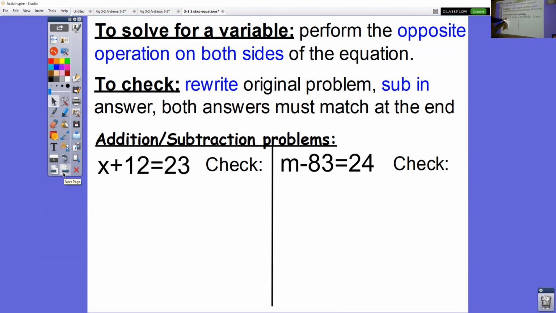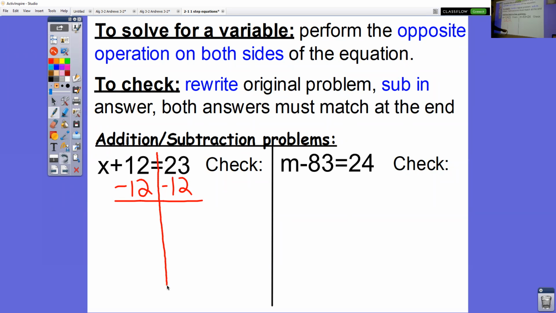So if we have x plus 12 equals 23, your goal in solving any equation is to get the letter all by itself. So to try and get this x all by itself, we need to get rid of this plus 12. Well, we get rid of a plus 12 by doing minus 12 because we want those 12s to cancel out or zero out. Whatever you do to one side of the equal sign, you have to do to the other side of the equal sign. So we're going to do minus 12 and minus 12.